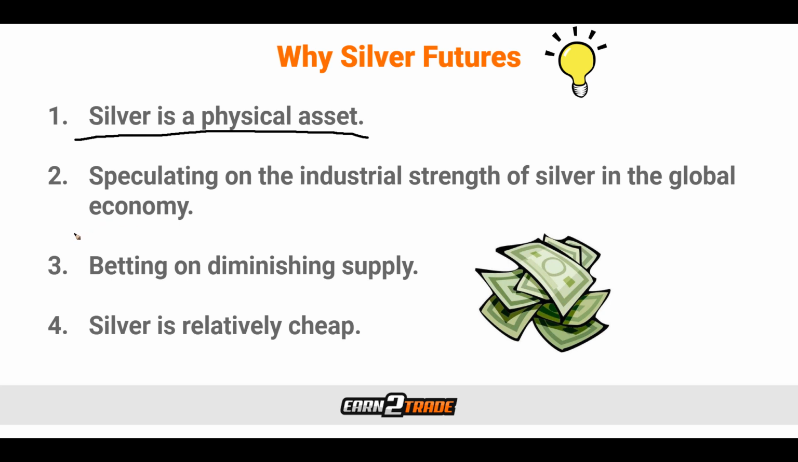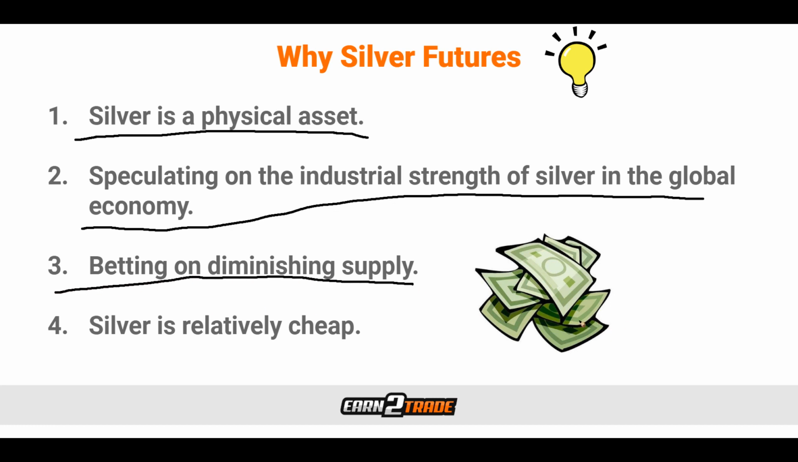Our number 2 reason is going to be speculating on the industrial strength of silver in the global economy. From manufacturing and automobile to jewelry and household items, silver is used across many industries today. Its strength in the global economy should translate to higher prices. As these and other emerging markets continue to grow, the demand for silver could experience a rapid increase, which in turn will affect its price. If we were to invest in silver now, we could stand to make significant profits if the demand were to soar.